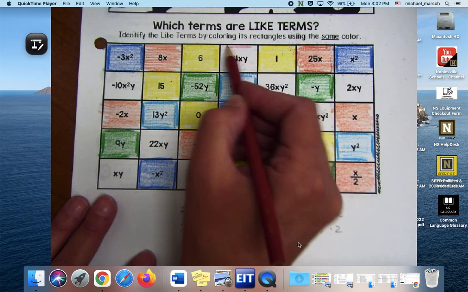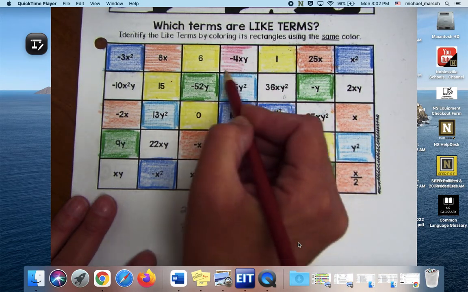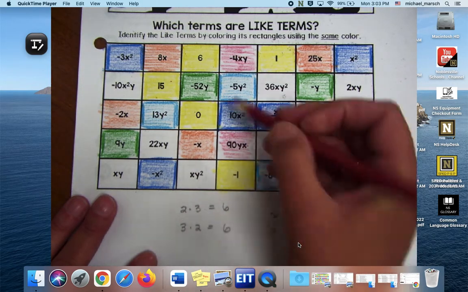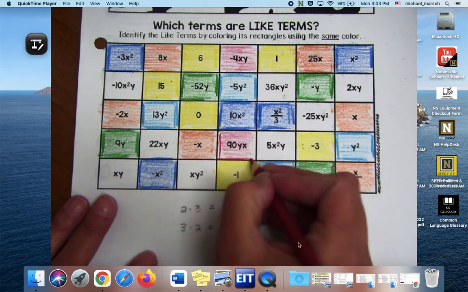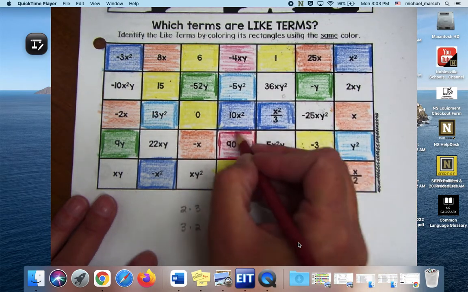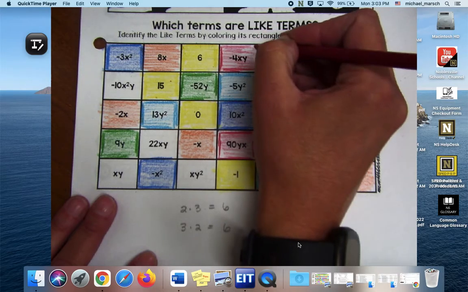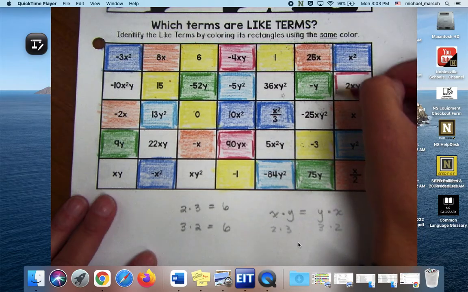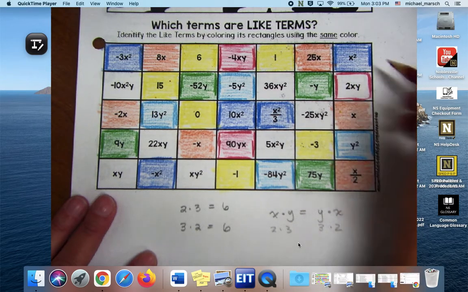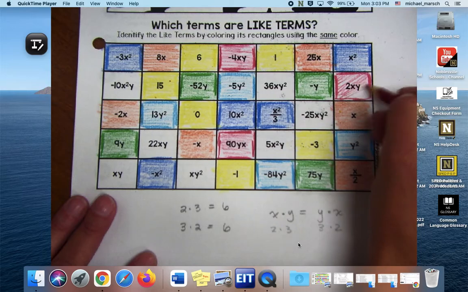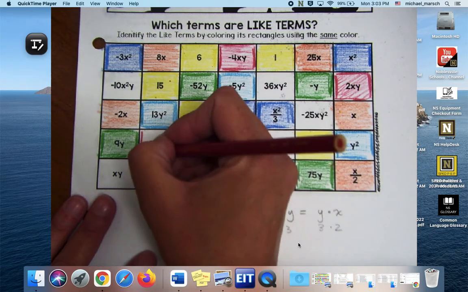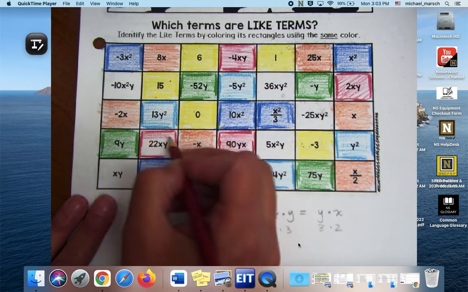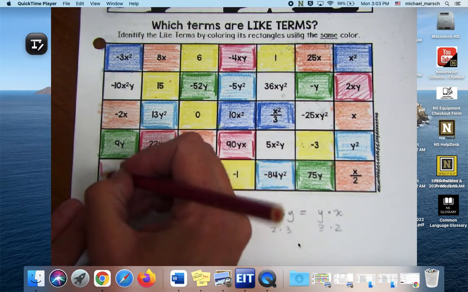So we're going to color anything that has a single x and a single y as a like term. And this is red. If either of the variables has an exponent, it does not count. Would x and y be one? Yep.